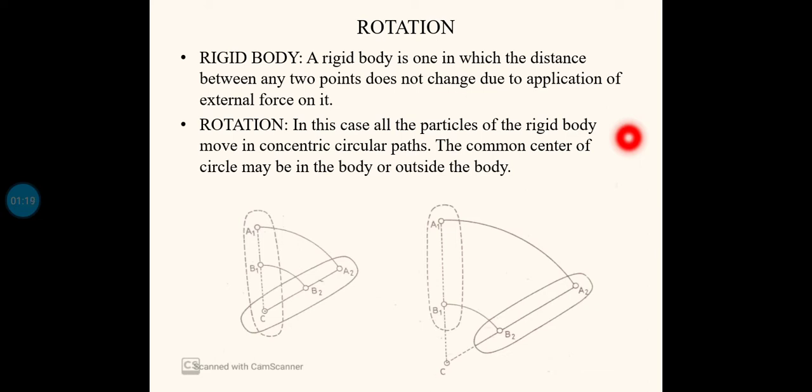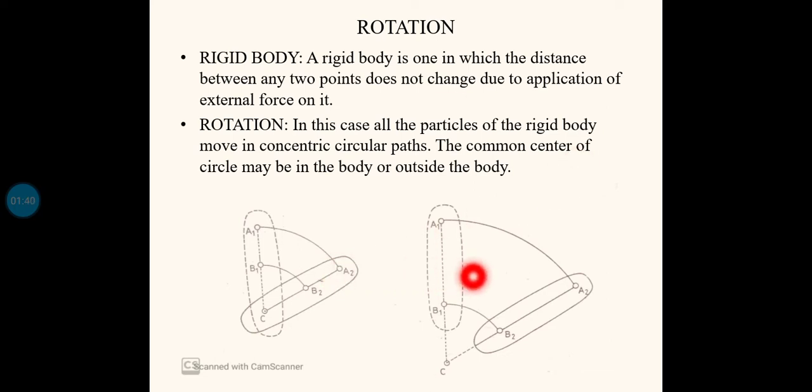Deformation and all we will be studying in the next semester, third semester, in the subject Strength of Materials or Mechanics of Solids. Now what do you mean by rotation? In this case, all the particles of the rigid body move in concentric circular paths. The common center of the circle may be in the body or outside the body.